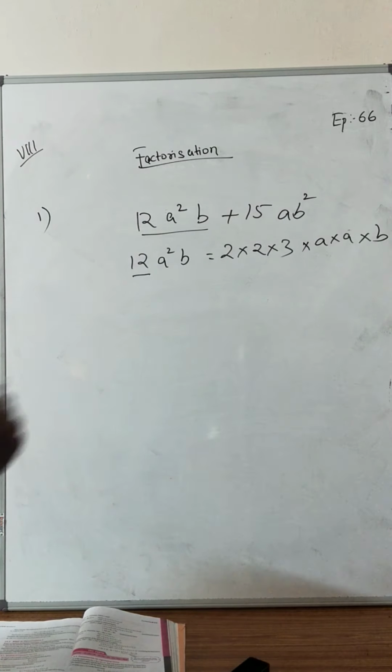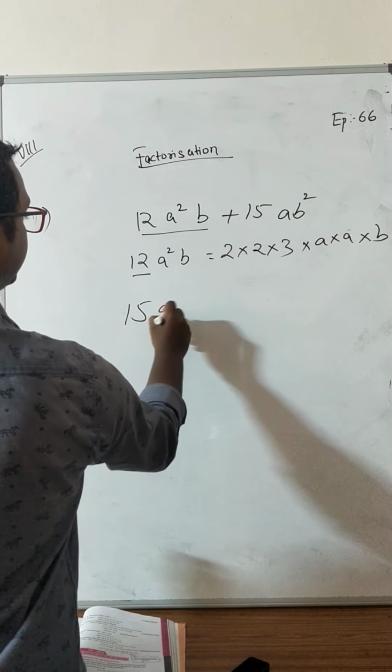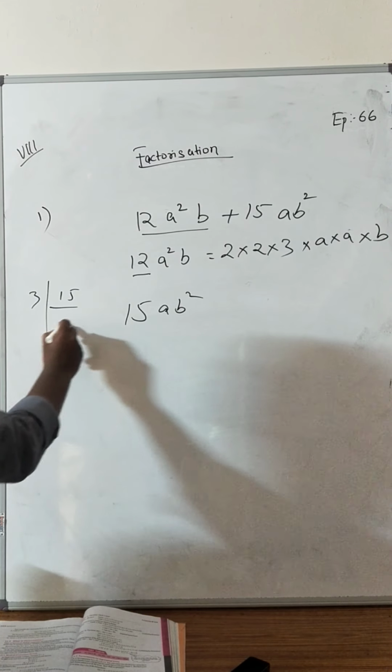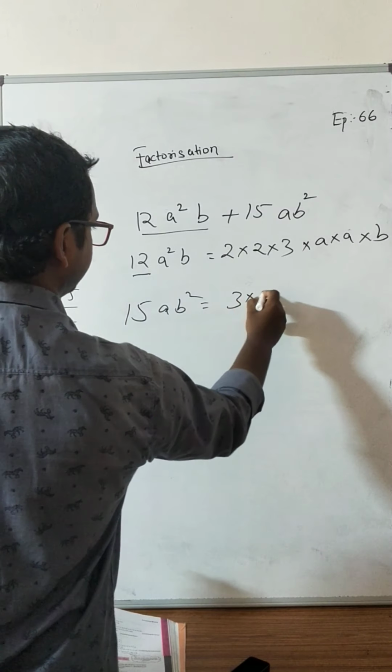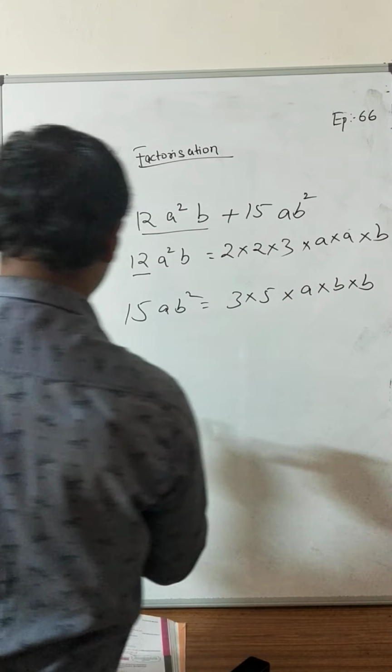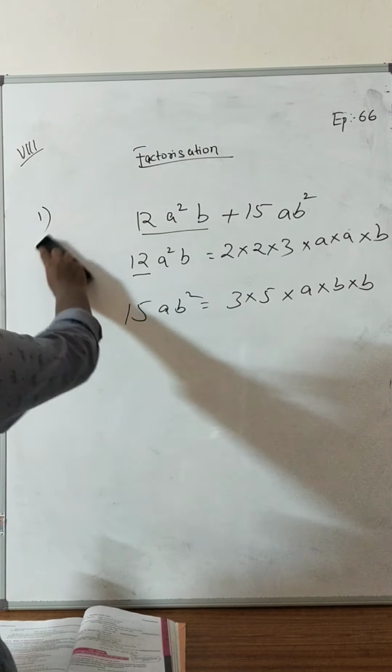The next value is 15ab square. So what is 15? 15 is 3 into 5. So 3 into 5 is 15. a is a, and b square is b into b. Now see, students.